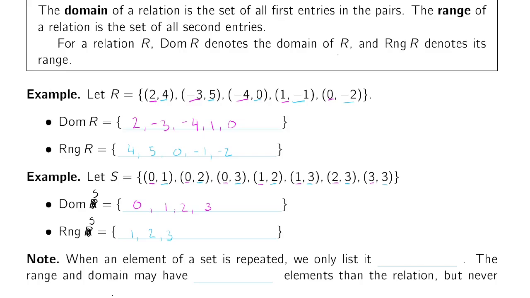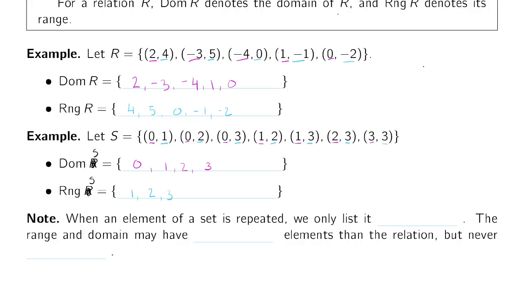Now notice, when an element of a set is repeated, we only list it once. And so the range and domain may have fewer elements than the relation. They can have different numbers of elements than each other. They can have fewer elements than the entire relation. They can never have more elements.